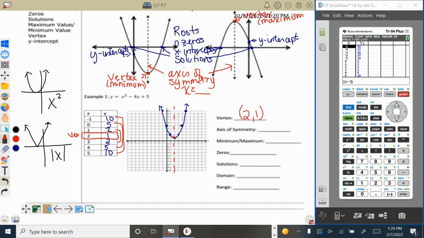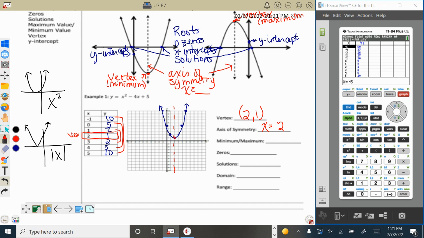Our axis of symmetry is this invisible line that runs through our vertex. And like I said earlier, we're going to write it as an equation as x equals, because it is a vertical line. The equation of a vertical line is always x equals. And it's where x equals 2.